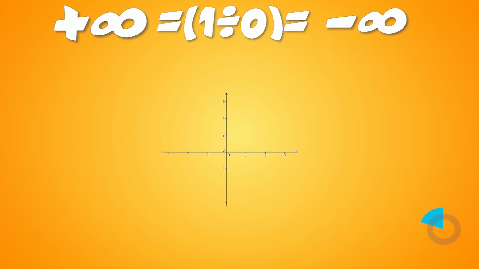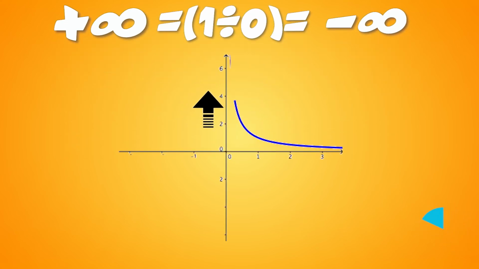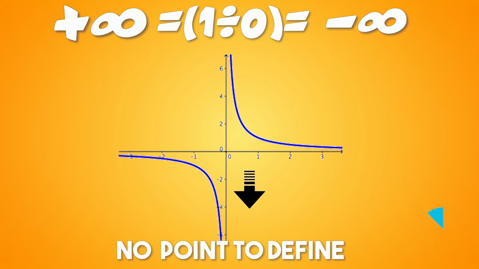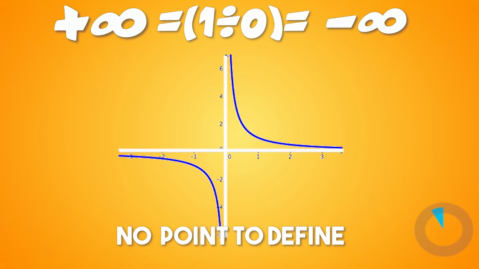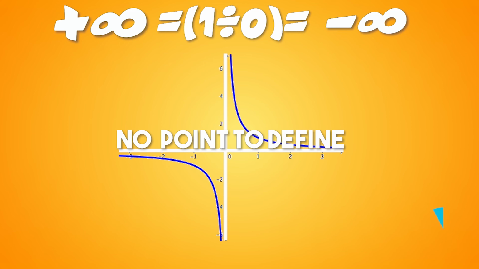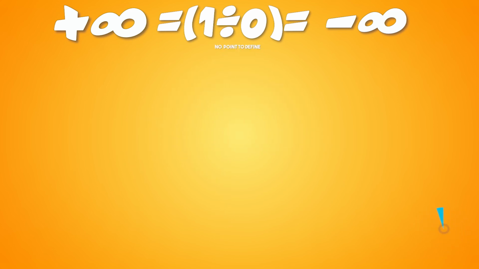So now we notice 1 divided by 0 equals plus infinity, and, same as that, 1 divided by 0 equals minus infinity. Looking at the line of positive infinity, we can see that it is heading towards the positive direction of the y-axis. And if we see the line of negative infinity, then we would see that it is heading towards the negative direction of the y-axis. In that case, we don't have any definite point to define any value. That means there's no point or value to define 1 divided by 0.